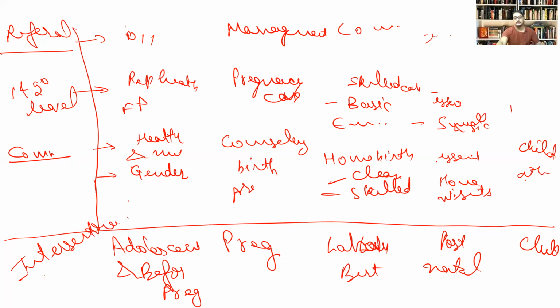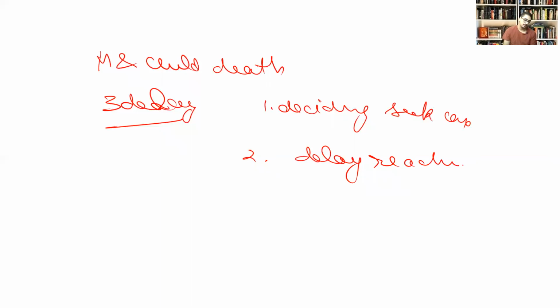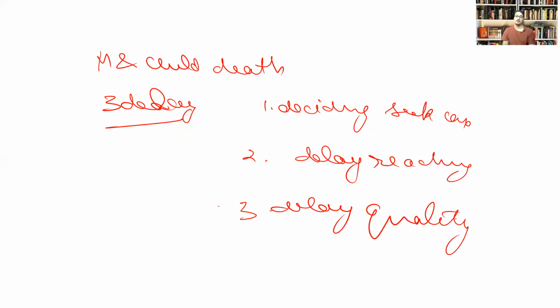So again, moving forward, we have to remember that a large number of maternal and child deaths are on account of something called three delays. The first is delay in deciding when to seek care, the second is delay in reaching the care, and the third is delay in getting quality service, so quality healthcare. So these kinds of delays are there.